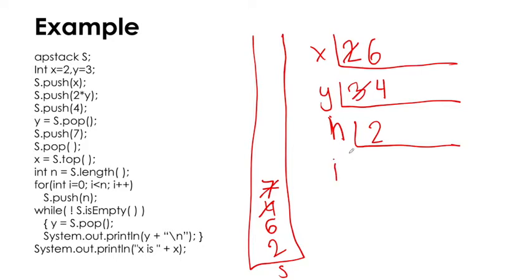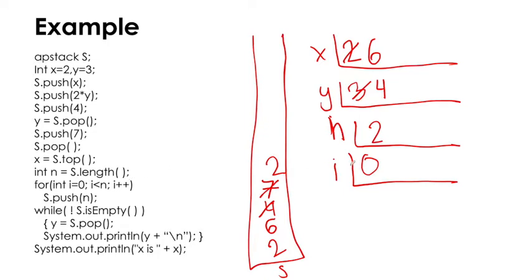I has been initialized with the value of 0, and let's now begin with the loop. So I is less than n. Is that true? Yes. So let's begin. Stack push n, so n will be push 2.